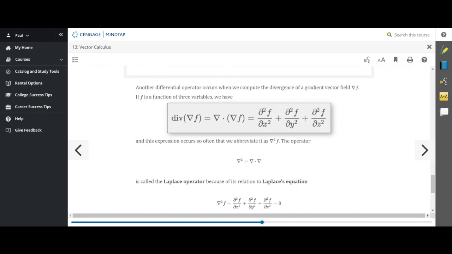In terms of notation, the divergence of the gradient is equal to the del operator dotted with the gradient. But that could be just thought of as the sum of the three second partial derivatives.